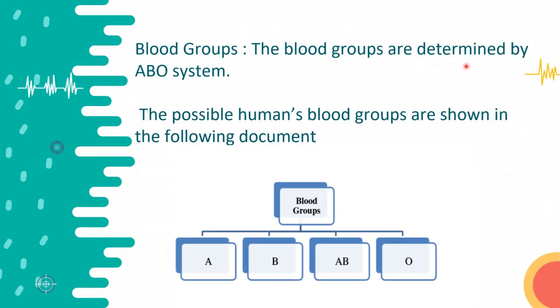The blood groups are determined by the ABO system. The possible humans' blood groups are shown in the following document. Here are the possible blood groups: A, B, AB, and O. So we have four blood groups. Each human being has a specific blood group which may be A, B, AB, or O.